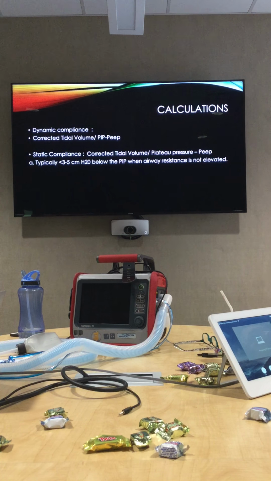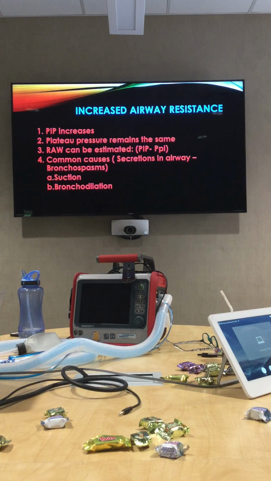So if I had increased airway resistance, where would my static compliance go? Would it be higher or lower? Lower, higher air resistance. There'd be a bigger difference between your plateau pressure and your PIP. So with increased airway resistance, PIP increases, plateau pressure remains the same, because it's basically just resistance. It's not the compliance of the lung that's actually changing. It's just the resistance in the tubing and the way we ventilate.